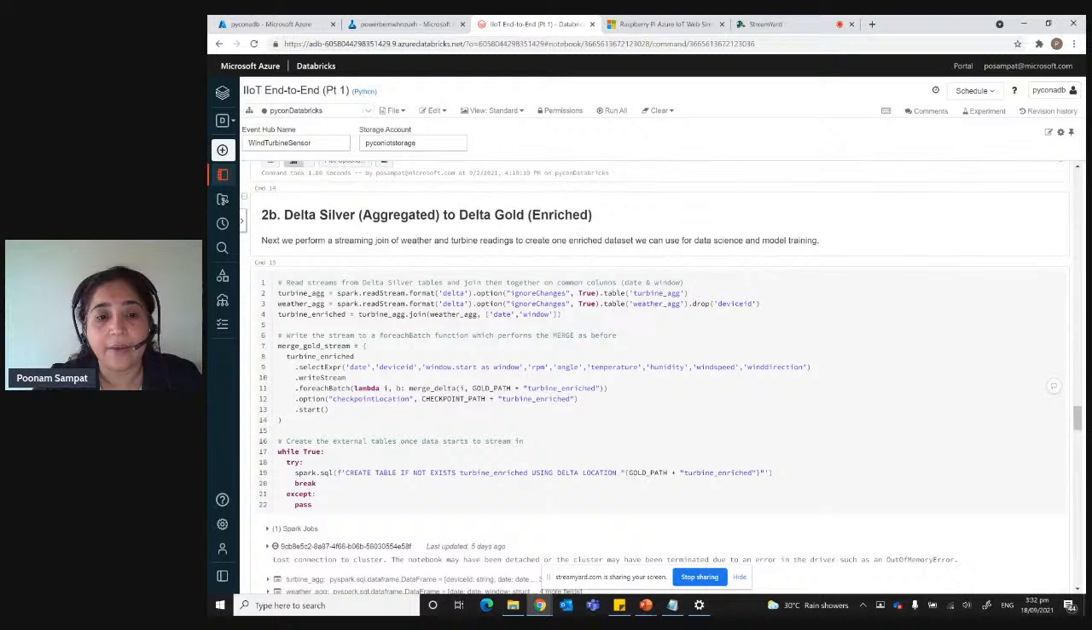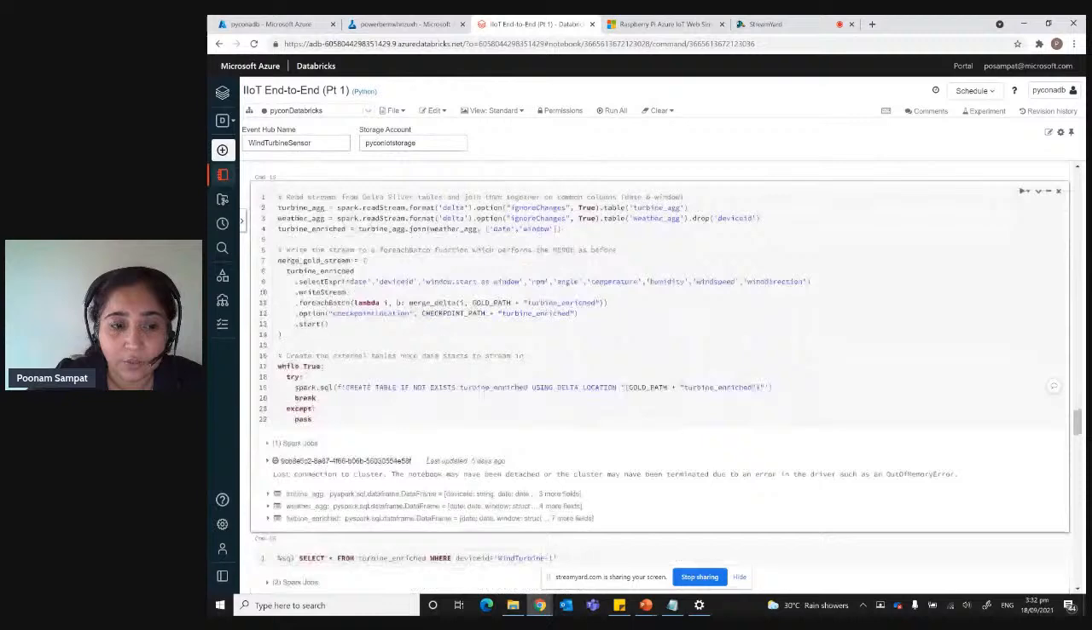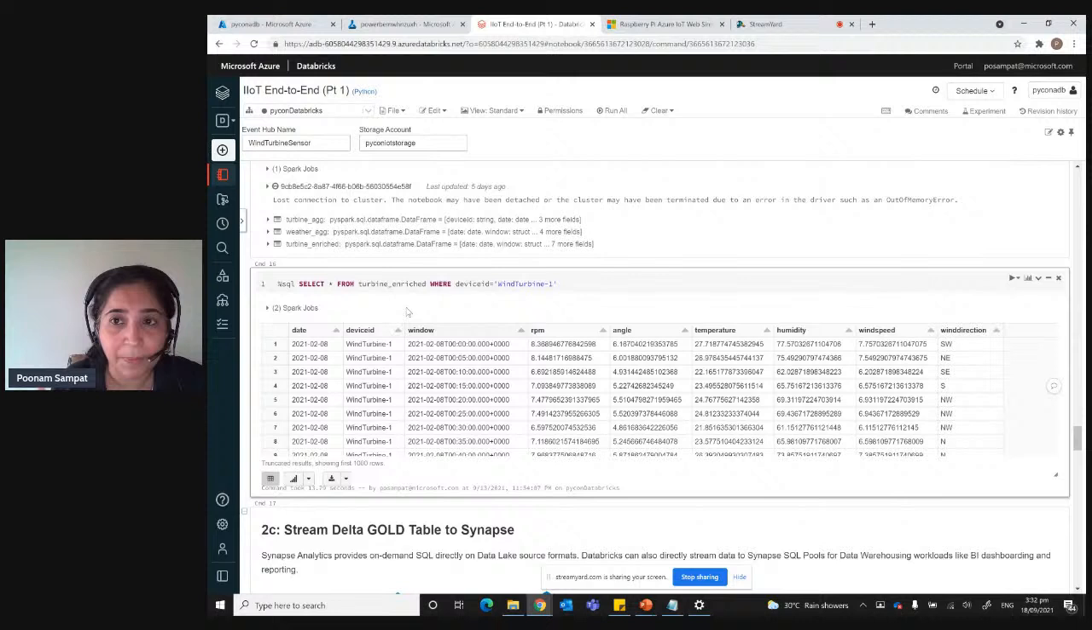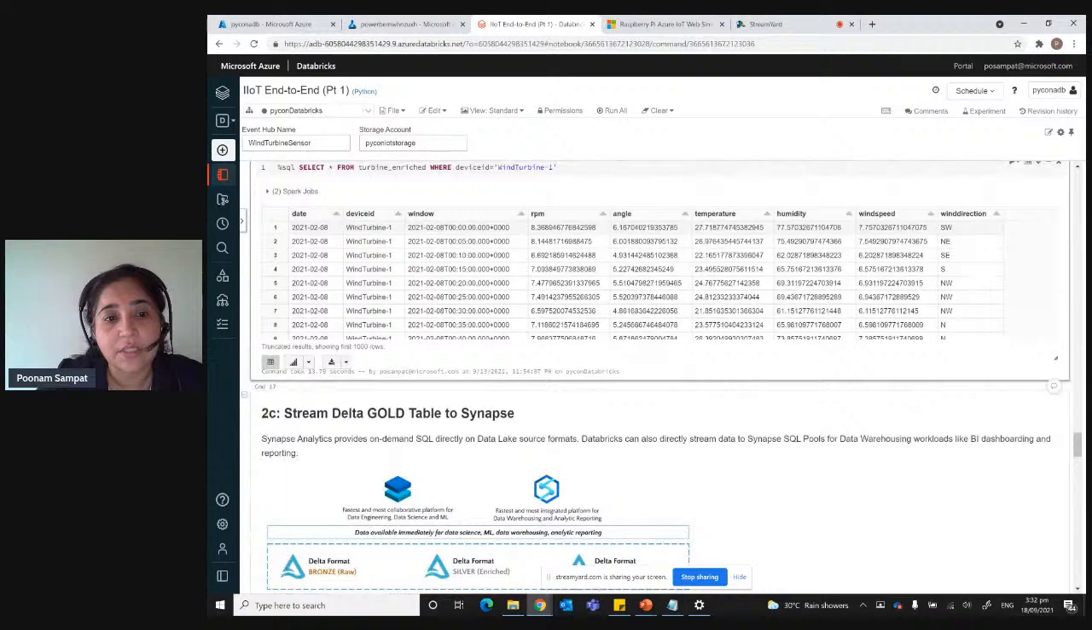Now, as I said, I want to really combine the weather data and the turbine data together so that I can use it for analytics. So what I do over here is use the merge command and merge these two data sets together. This is a typical PySpark query that I've written, nothing fancy really. I started off with two independent data sets. Now I've combined them for the same date and time. I've got the RPM, angle, temperature, humidity, wind speed, and wind direction, right? So now my data is getting ready for analytics. Moving forward, you could push this data into a data warehouse and then use Power BI for visualization and go forward from there.